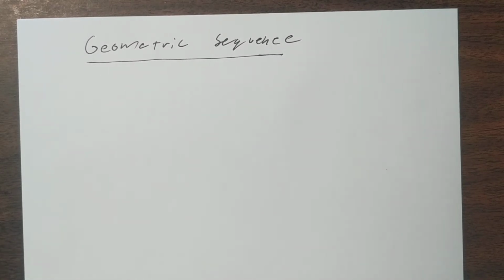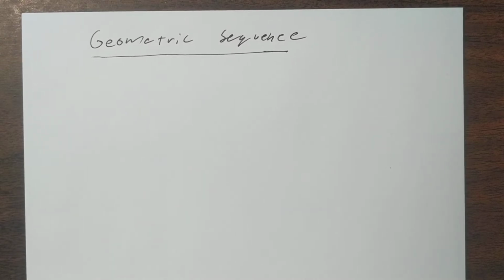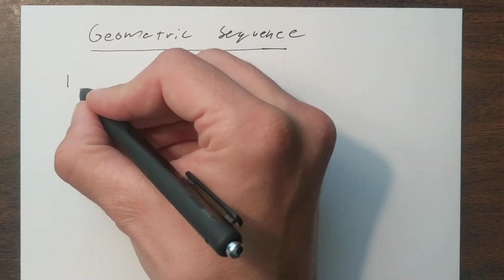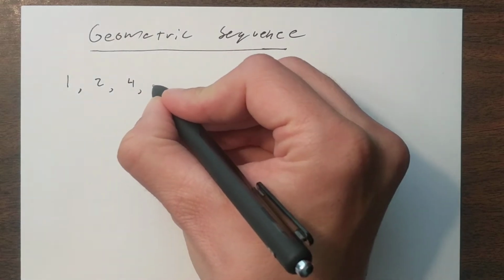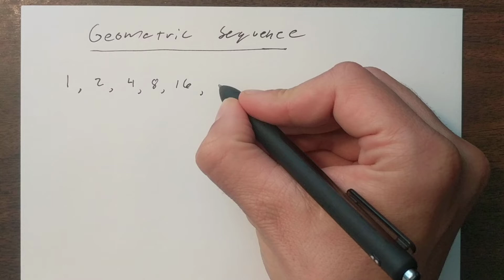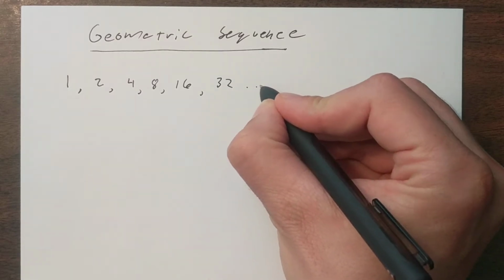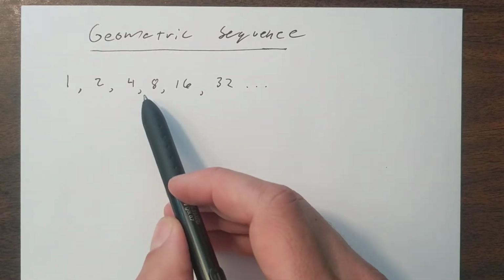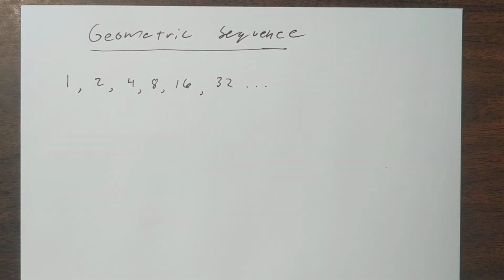Basically, what happens with a geometric sequence is you have a beginning term, and then after that beginning term, every subsequent term is multiplied by something called a common rate. An extremely easy explanation would be, what if I just start with 1 and then go 2, 4, 8, 16, 32, etc.? We start with our first term, and then every single time after that, we just multiply by 2. So this is a very simple geometric sequence.